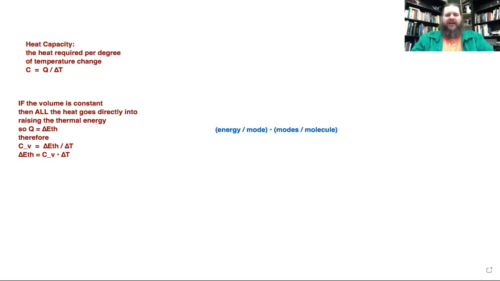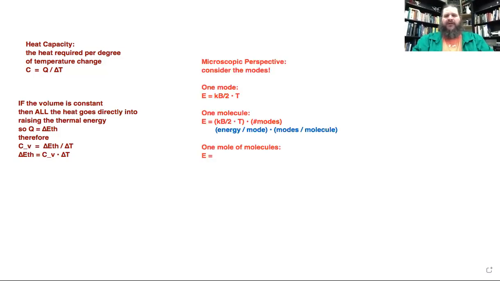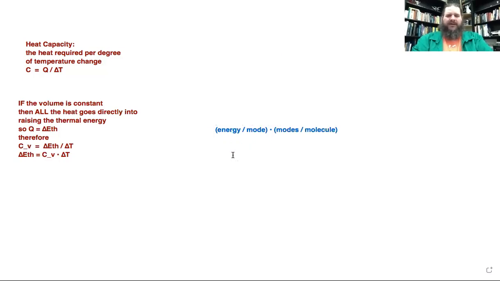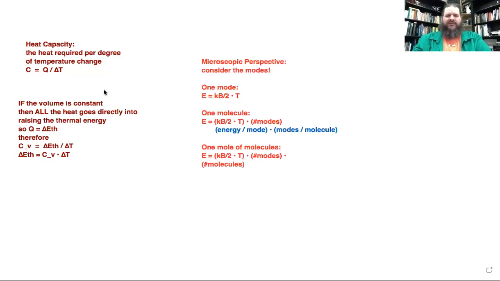Or if we want to scale that up, let's say we're talking about not one molecule, but 1 mole of molecules. If we know the energy per molecule, how do we scale that up to an entire mole? Use Avogadro. Yeah, the number of molecules in 1 mole. We can take this exact same value and multiply by number of molecules in 1 mole, which is just Avogadro's number.